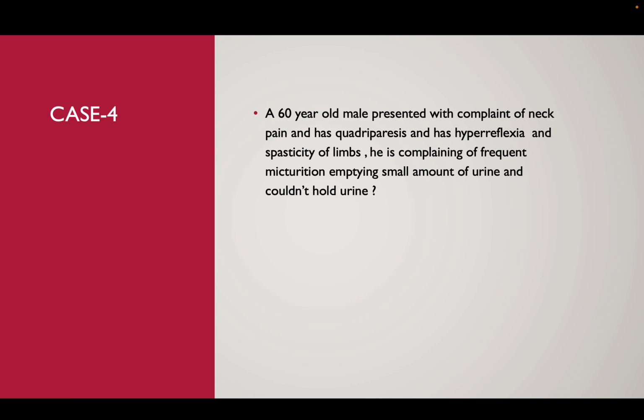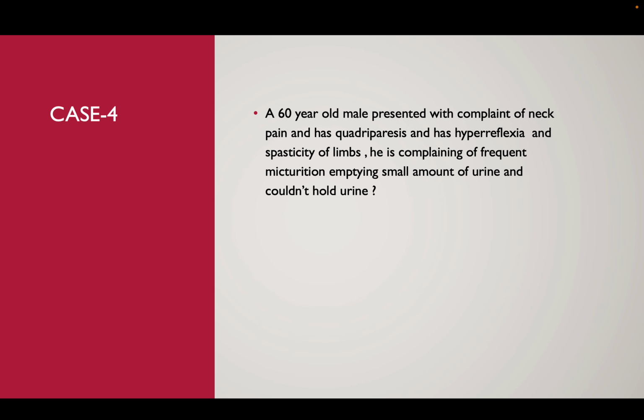Generally, if there is only root compression or nerve root compression, it is unilateral, in whichever limb is involved. That will cause root pain and only motor weakness. But here there is complete quadriparesis, which means the spinal cord is involved. So with neck pain and quadriparesis where the spinal cord is compressed, the corticospinal tract is involved, and that is causing hyperreflexia below.